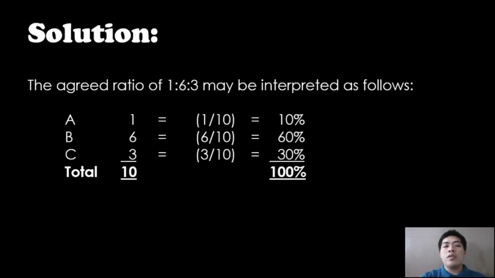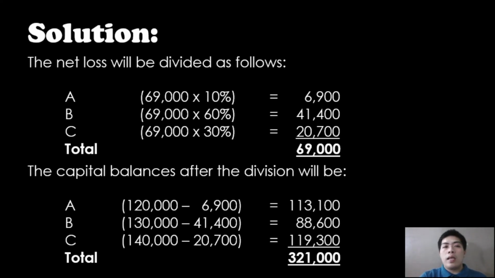So, yung interpretation yan, i-total lang lahat sila. 1 plus 6 plus 3, 10 again. Make a fraction, 1/10, 6/10, and 3/10. We can interpret it as 10%, 60%, and 30%. Yung total niyan, 100%. Tapos, ito yung kailan magiging division ng net loss.